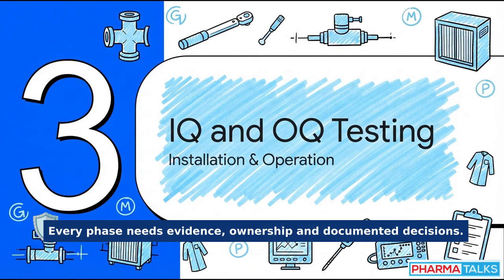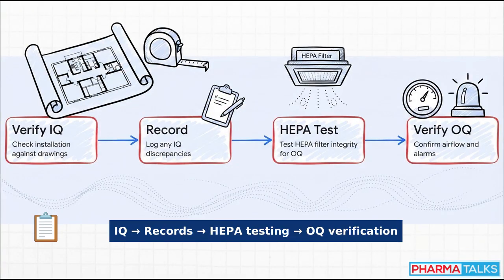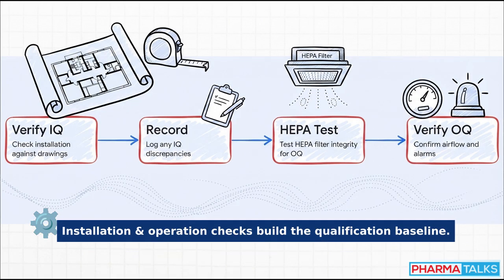Which brings us to Section 3, Installation and Operation, meaning IQ and OQ. We can break the heavy lifting of IQ and OQ into these primary sequential steps. First up, we have to prove the room is built correctly. That's your IQ. We verify the installation against the approved drawings and record any discrepancies. Once we actually know it's built right, we have to prove it operates correctly. That's OQ. This involves rigorously testing the HEPA filter integrity, verifying the airflow velocities, and making sure all those differential pressure alarms actually go off when they're supposed to.